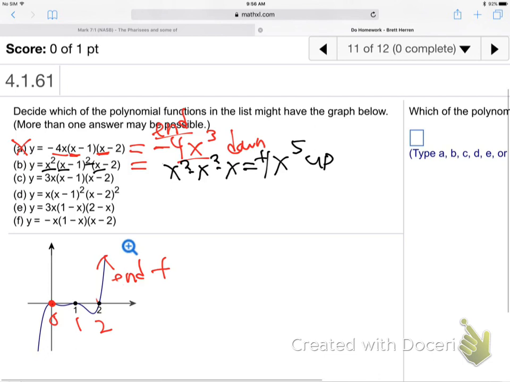I'm just saying if you FOILed out x minus 1 squared, you would get x squared as the most powerful term. And if you had x minus 2, you would just have x. And if you had x squared, you would have x squared. Like that, right? Isn't that good?